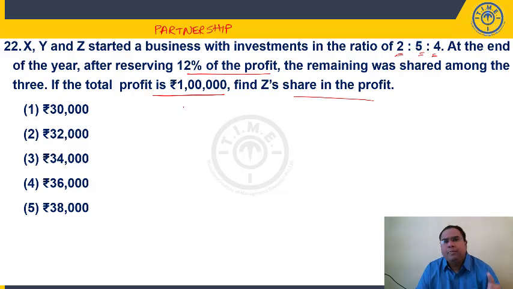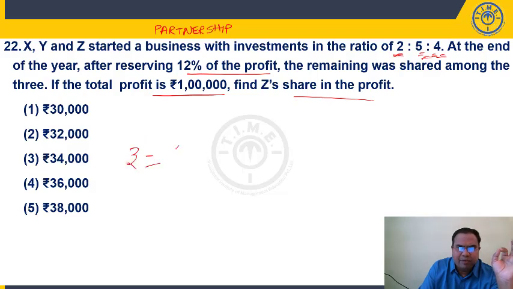Now, we have studied 3 important points, right? If their capitals are different, we will divide the profit in the ratio of capital. Capital different, time period same, we divide in the ratio of capital. Capital same, time period different, we divide in the ratio of time periods. If both are different, we divide in the ratio of product of capital and time period. Here, time periods are same and investment ratios are different, so we have to divide in the ratio of investments.